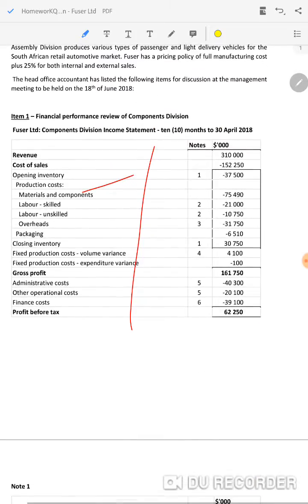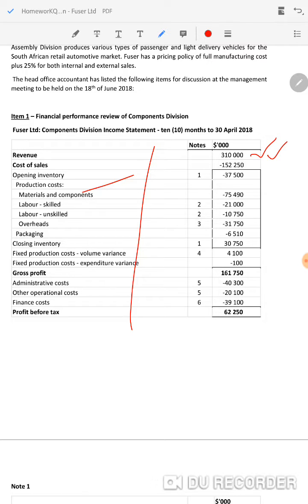So this is the information provided. So I'm going to go line item by line item, discussing with you what were the issues that we were noticing and what we expected you to do. So revenue, 310,000. This one is simple. Revenue under absorption, revenue under variable is the same thing, 310.